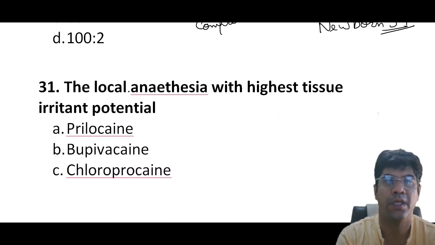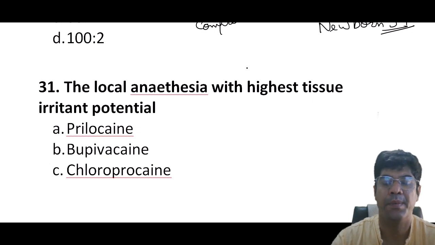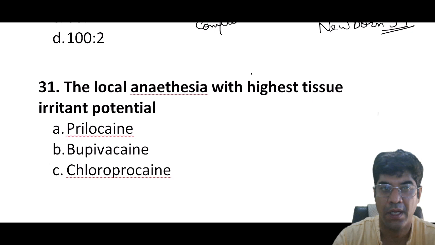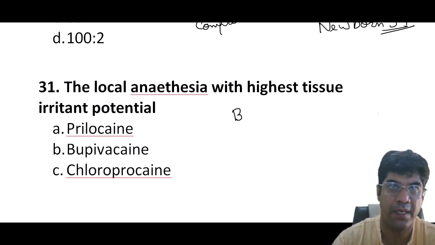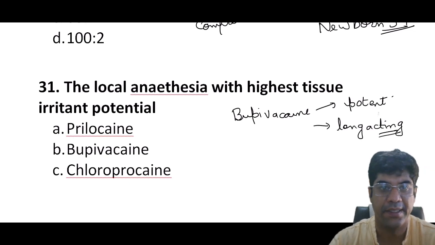Coming to the next question, the local anesthesia with highest tissue irritant potential, it's bupivacaine. Remember, bupivacaine is indeed associated with high risk of tissue irritation compared to some other local anesthetics. Remember, bupivacaine is a potent, long acting local anesthetic that often requires prolonged anesthesia.